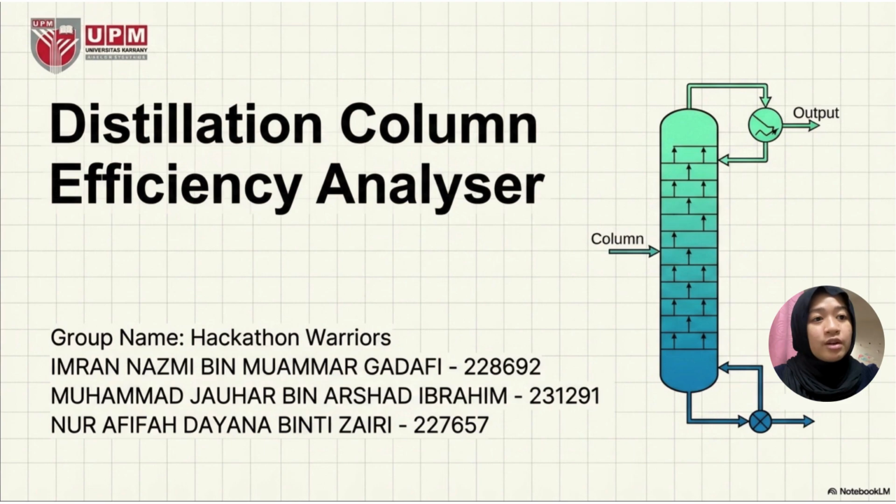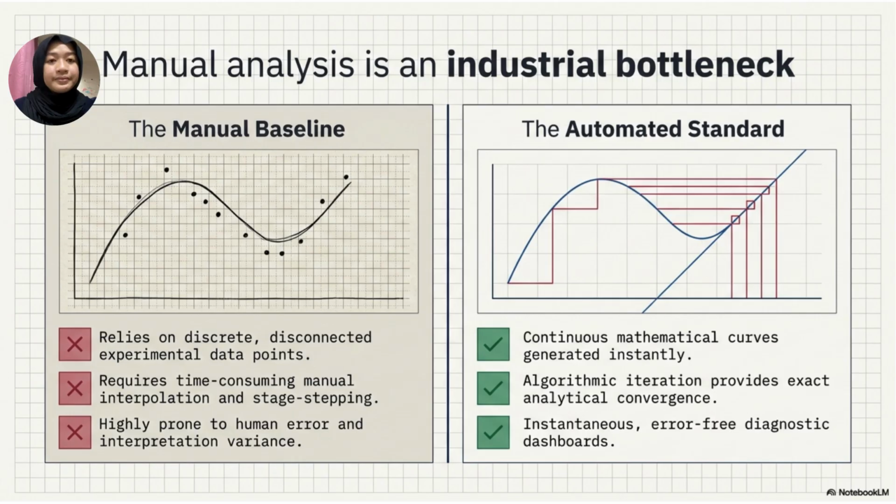Our application focuses on replacing tedious manual engineering methods with a modernized automated approach to column performance evaluation. In industrial operations, manual analysis is a major bottleneck. Traditional methods rely heavily on discrete, disconnected experimental data points that require time-consuming manual interpolation and step drawing, leaving a high margin of human error. Our automated standard addresses this by instantly generating continuous mathematical curves and using algorithmic iteration to provide exact analytical convergence through an error-free diagnostic dashboard.